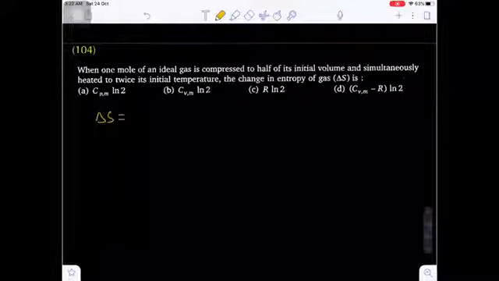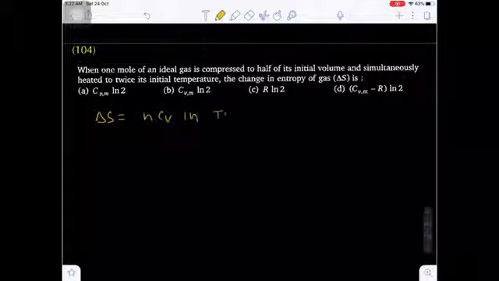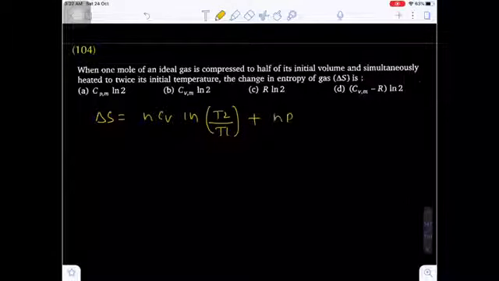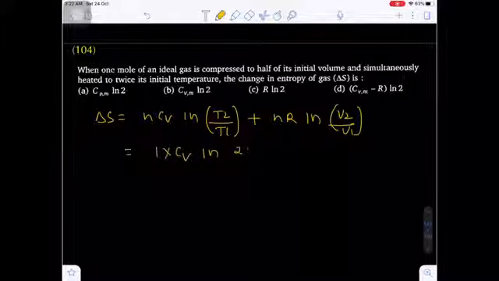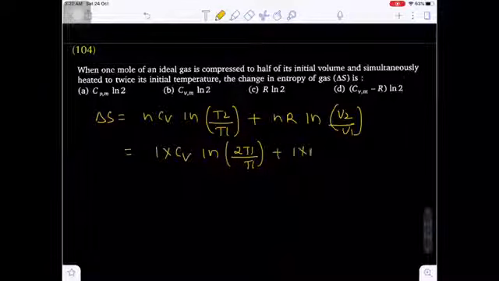So directly I am writing the relation between the change in entropy versus temperature and volume, that will be delta S system is equal to n Cv ln T2 by T1 plus n R ln V2 upon V1. So here number of moles 1, Cv as it is I am writing. The final temperature becomes double, so T2 becomes 2T1, initial temperature is T1, plus number of moles 1 into R into ln, that is a natural logarithm to the base e.